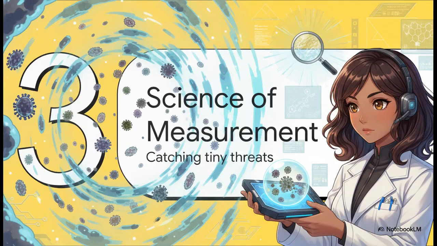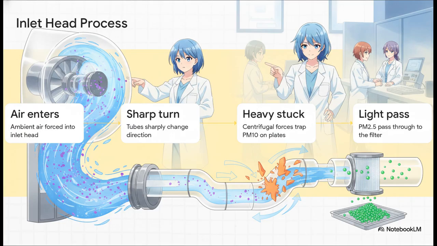Which brings us to Section 3, the science of measurement. Step into the modern lab with me for a second to look at the ingenious physics of these active measurement monitors. It all centers on a device called the inlet head. Ambient air is forced through a system of tubes. Then, the air is forced to make a sharp turn.